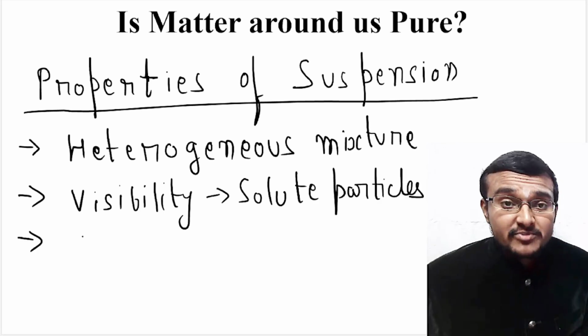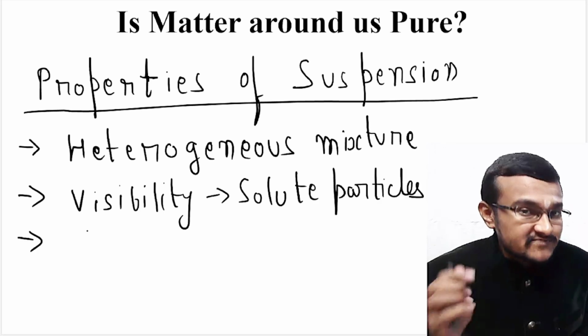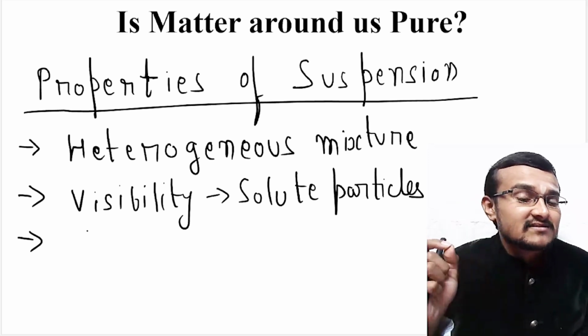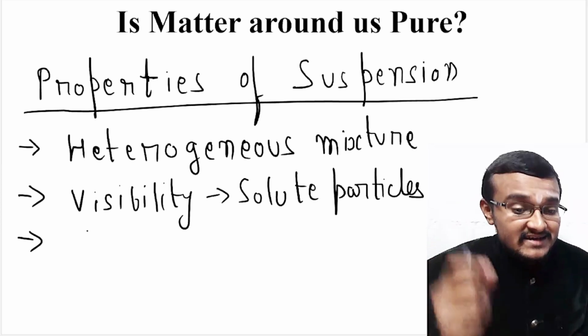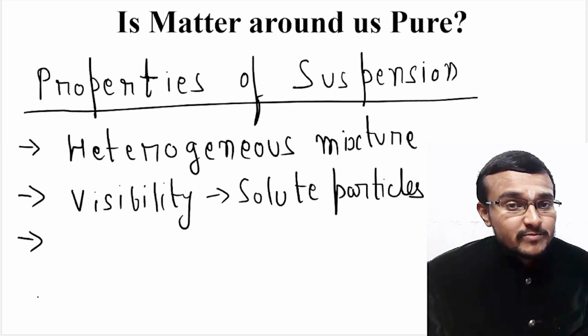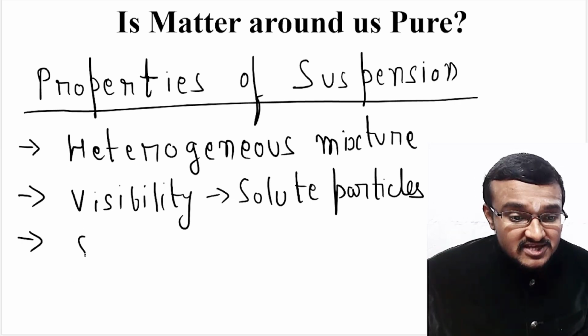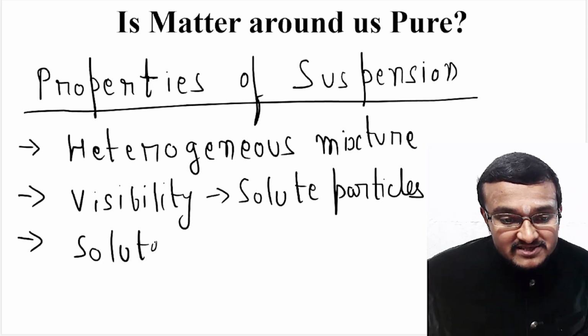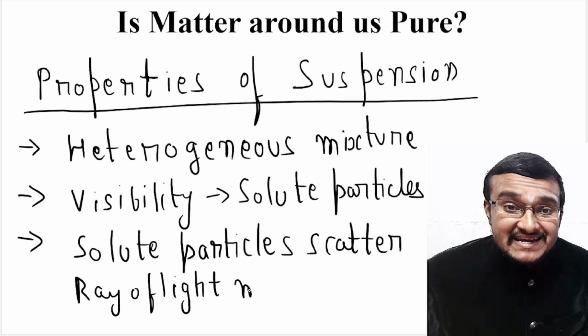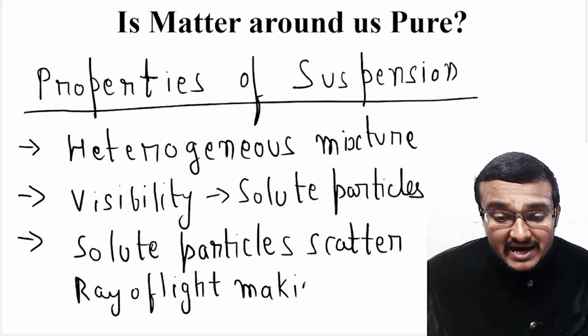Coming to the third property, in solution, the diameter of solute particles is very small, hence it cannot scatter the light rays. But here, solute particles have a bigger diameter. Because solute particles have a bigger diameter in suspension, they can scatter the ray of light, making its path visible.